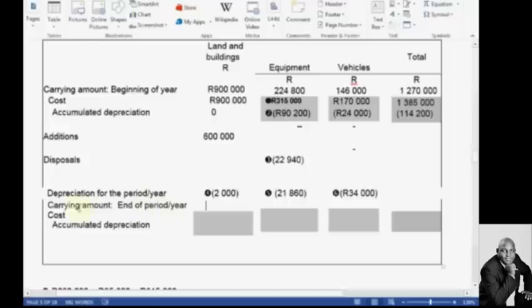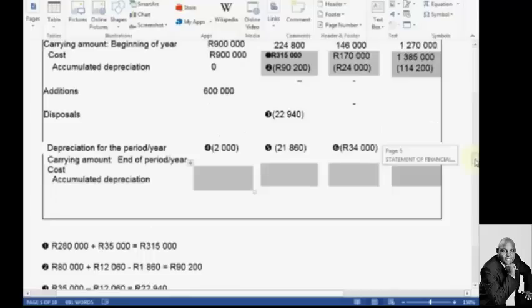So the next thing is to find your land and buildings, the carrying amount. No, sorry, the cost. That's the next thing. You need to find the cost. Once you have the cost, you can also find the depreciation. Then the difference will give you the carrying amount. Or sometimes we'll get the carrying amount, because it will be too complex for us to get the depreciation, so we'll get the carrying amount and the cost, and we can work out the depreciation. So let's start with land and buildings.